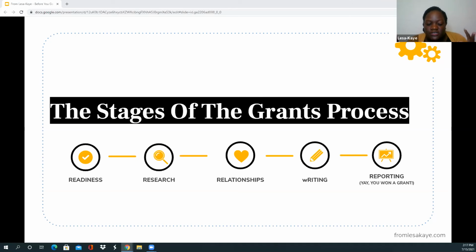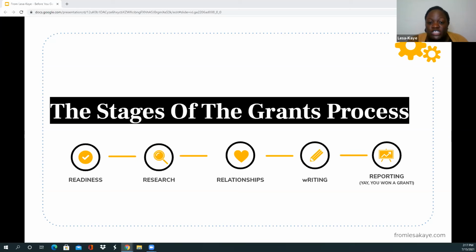Most people focus on just writing when it comes to grants or finding a grant. And they don't understand that there are stages to the grants process and that you have to go through each of these stages in order to be successful. So readiness is your organization's ability to get and keep grant funding. Research is finding the right funders.